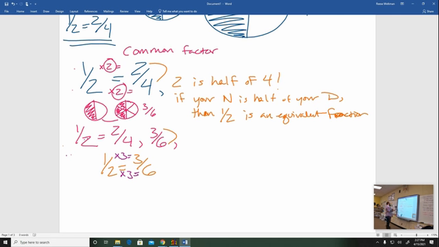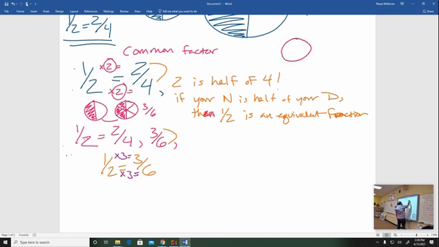I'll show you that in just a second. But you're continuing to look for things that, if you draw them out like pizzas, are going to look just like 1/2. And you're also going to see that the numerator is half of the denominator. And again, if your numerator is half of your denominator, then it is an equivalent fraction to 1/2.